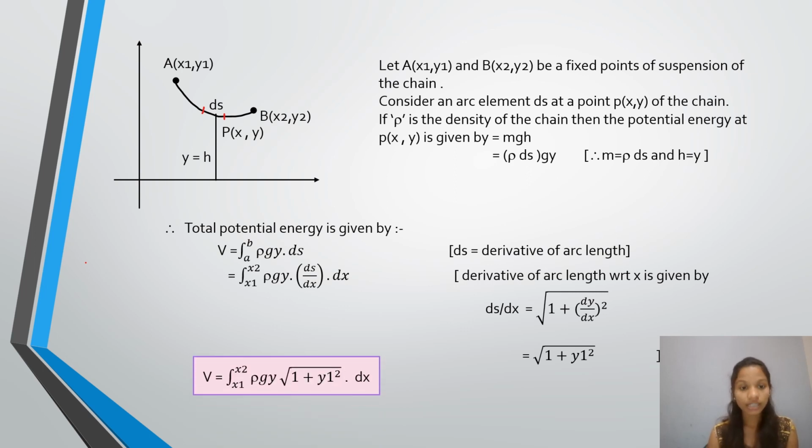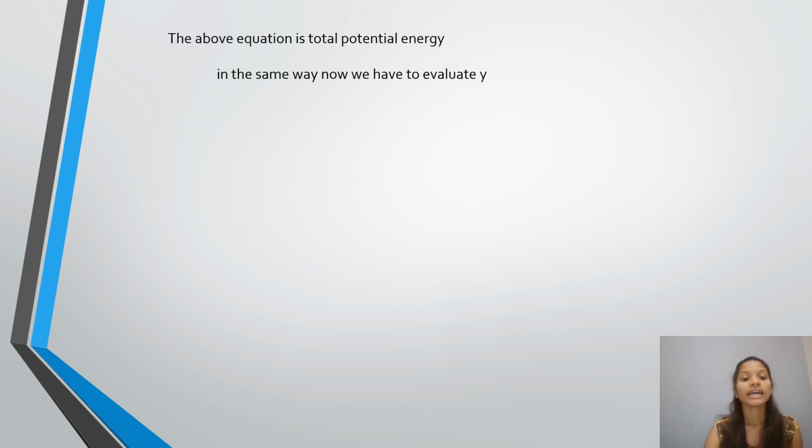Therefore, the total potential energy equals the integral from x1 to x2 of rho into g into y into root of 1 plus y dash square into dx. This is our total potential energy. Now we have to evaluate the value of y for which the total potential energy is minimum. So we have to evaluate that value.